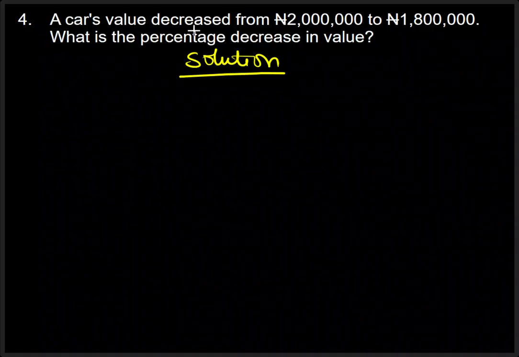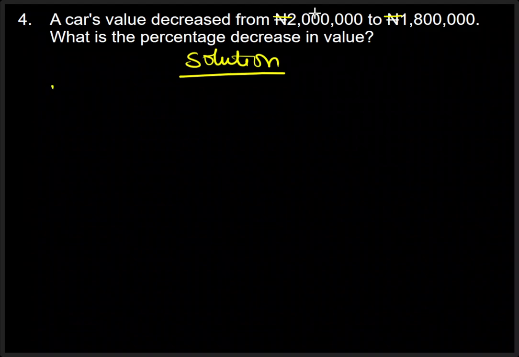A car's value decreased from 2 million naira to 1,800,000 naira. A car's value, take note, decreased from 2 million naira to 1,800,000 naira. What is the percentage decrease in value?